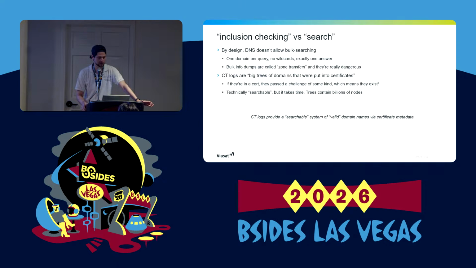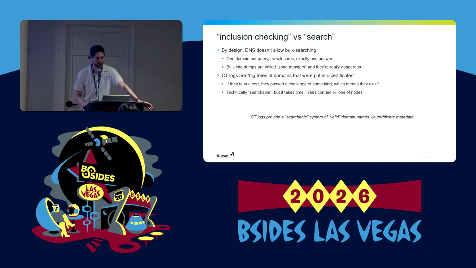So let's talk about inclusion checking versus search. Anyone who's familiar with DNS knows you can't bulk search stuff. You can't submit a wildcard and say, give me every DNS entry that looks like this. You can do inclusion checking, which is you can guess a name and the server will tell you whether or not it has it, or if it could find somebody that had it. So you get one domain per query, no wildcards, exactly one answer. If you want a big bulk info dump, that's called a zone transfer. It's really bad. If you have a zone transfer happen and you don't know about it, that's a big issue. Your database just got dumped.